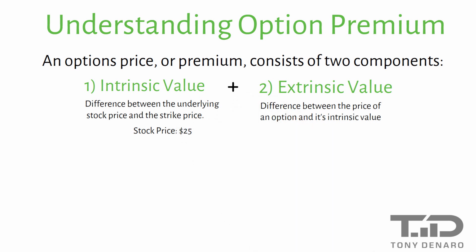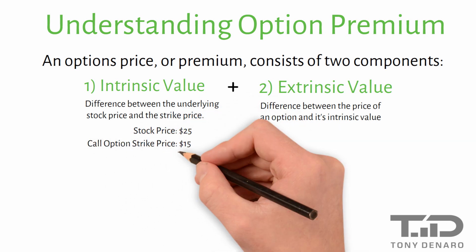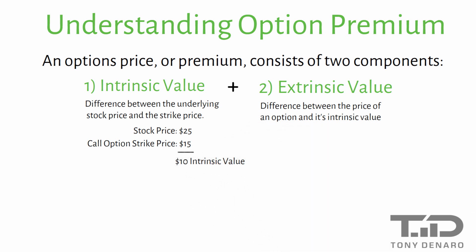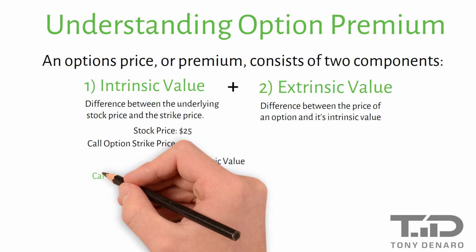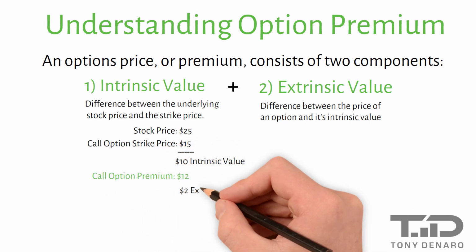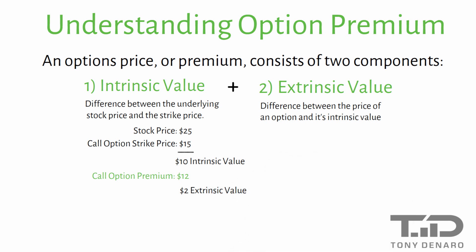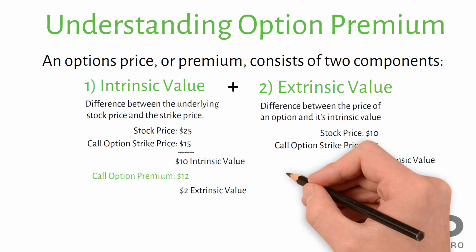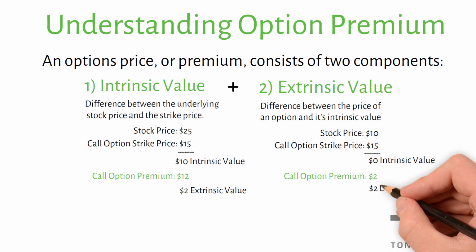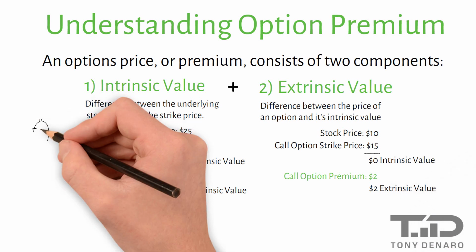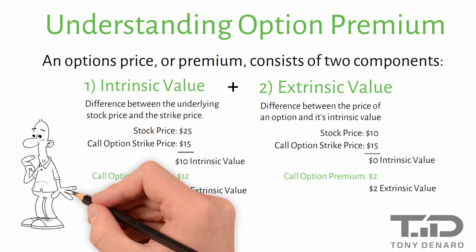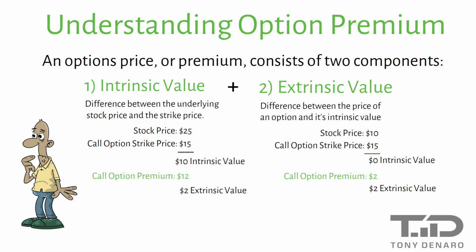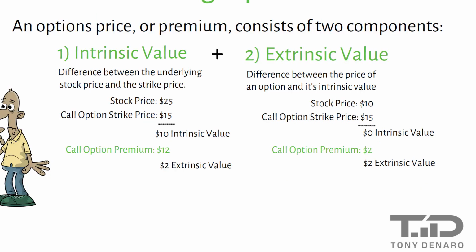For example, intrinsic value. If we're looking at a stock that's $25, you're looking at a call option with a strike price of $15. It has a $10 intrinsic value. If the call option costs 12 bucks, there's an extra $2 of extrinsic value. If you're looking at a stock that has a price of $10 and you're looking at a strike price on an option of 15 bucks, there is zero intrinsic value. But if the call option costs $2, there is $2 of extrinsic value. I know this is confusing. We'll get into it more in additional lessons. Today we're just going over the basics. Feel free to pause, rewind, and watch again.